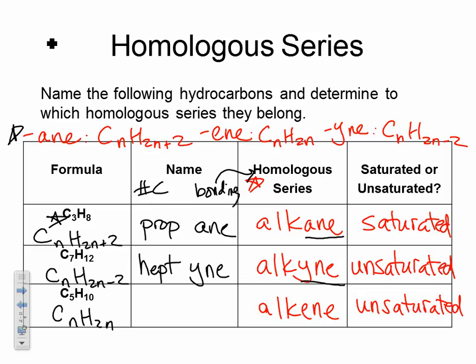And then looking at the name of this, number of carbons, that's going to come first. It says 5 carbons. The prefix for 5 carbons is pent. And then the suffix is based on the bonding. The bonding is what the homologous series is telling you. So this is an alkene, therefore the suffix is going to be ene. So this is pentene.